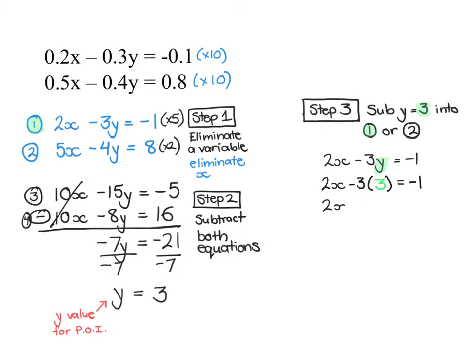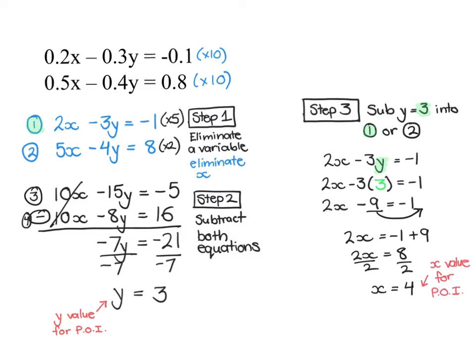Now leave the 2x, and negative 3 times 3 is negative 9, is equal to negative 1. So I'm actually going to move over the negative 9 to the other side. So again, leave the 2x equals negative 1, and the negative 9 becomes positive 9. So really, 2x is equal to positive 8. And let's get rid of the 2 by dividing both sides by 2. So our x is actually equal to 4. So this right here is our x value for the point of intersection.